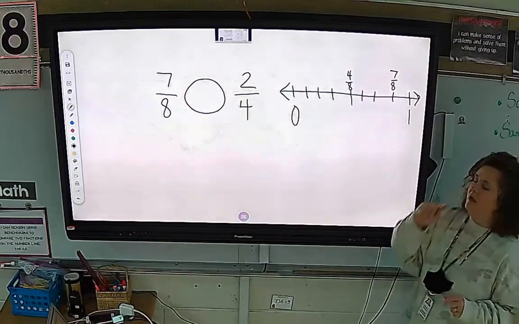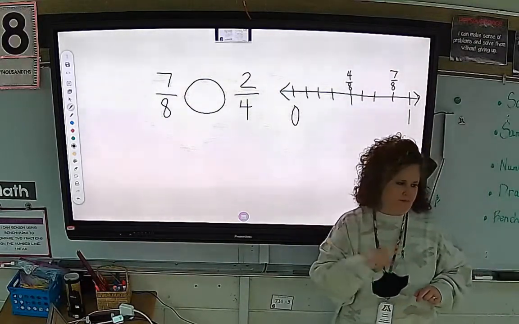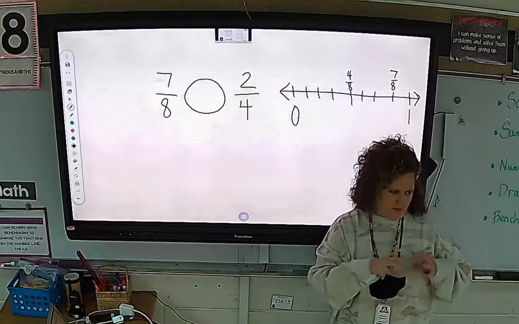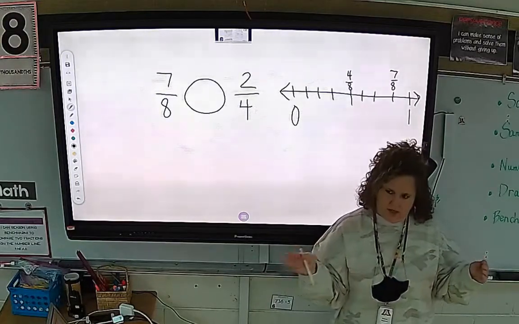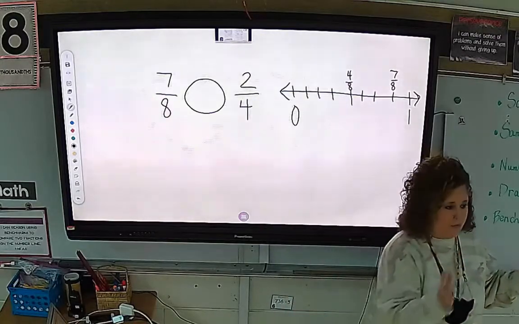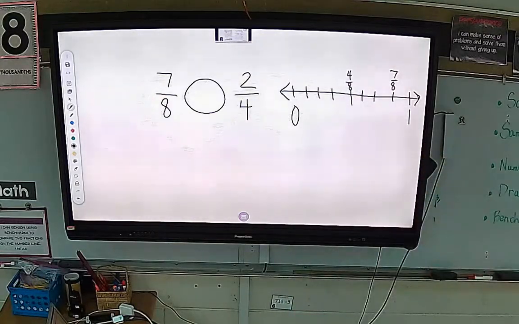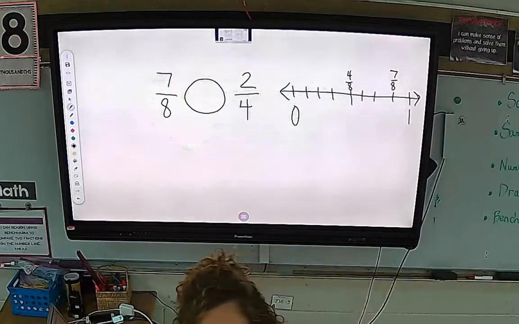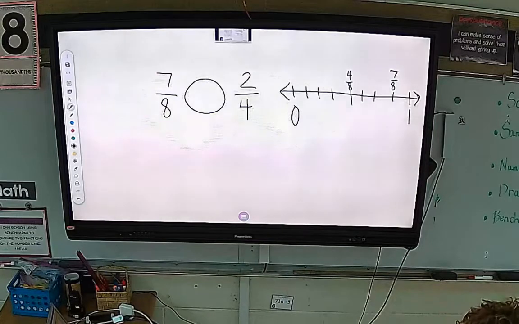Okay? If I've got fourths, my number line's cut into fourths, and I'm at the second one. I've gotten to 1/4 and then to 2/4. Where about am I on that number line? Am I near the beginning? Am I somewhere in the middle? Or am I closer to the end, closer to the one whole?